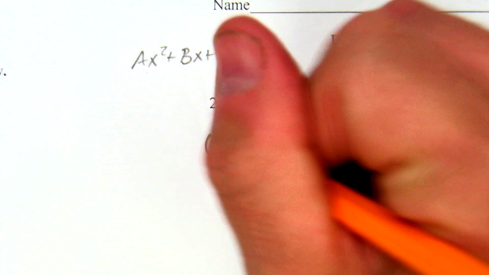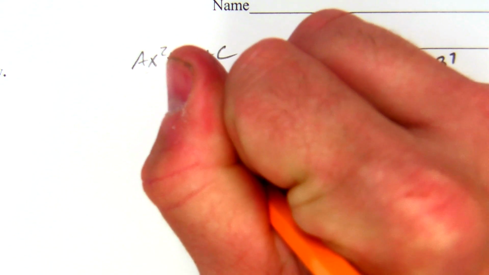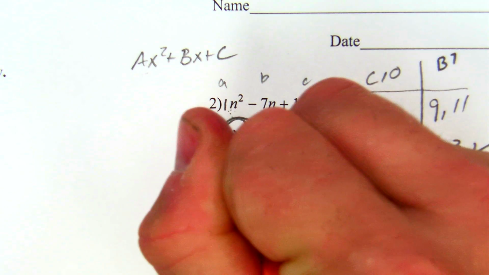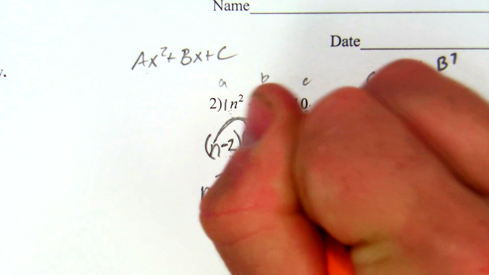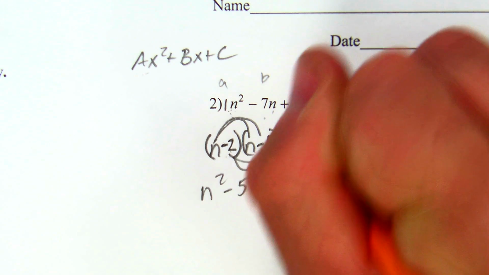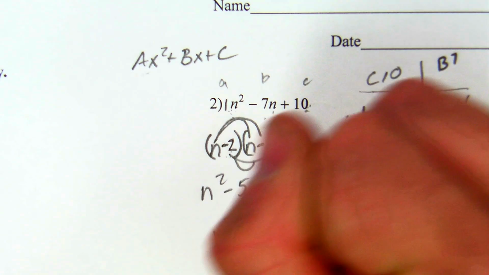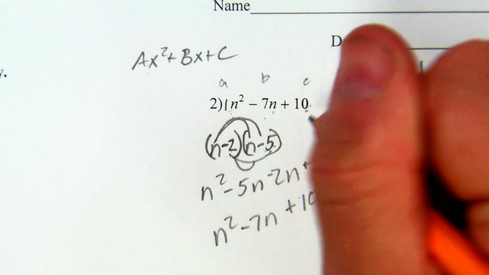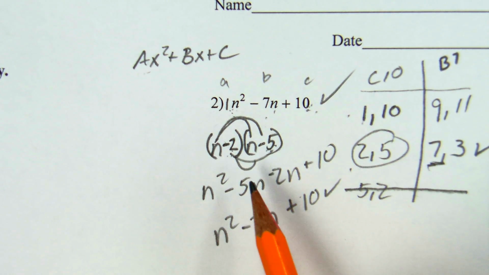What you're doing, basically, is foiling, but you're doing it really fast, or distribution. So n times n is n squared. n times negative 5 is negative 5n. Negative 2 times n is negative 2n. And negative 2 times negative 5 is positive 10. So when I do the combining like terms, I get exactly what I started with. So I know that this is factored correctly.